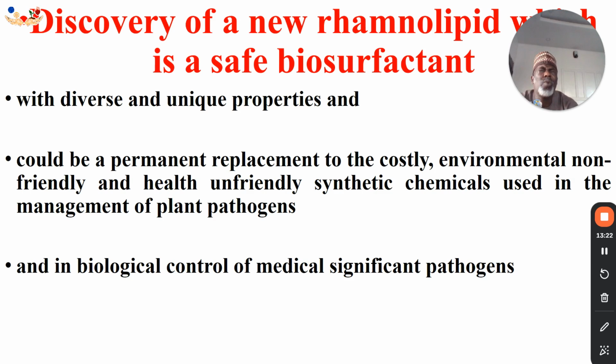And one of such is a new rhamnolipid that was detected to be a safe biosurfactant with a diverse and unique property. It could be a permanent replacement to costly, environmentally unfriendly synthetic chemicals used in the management of plant pathogens, and in biological control of medically significant pathogens also.